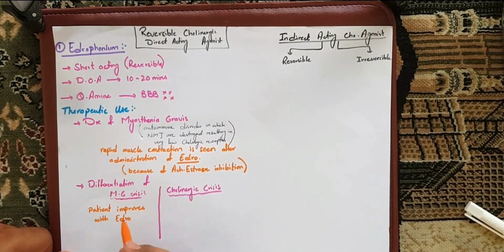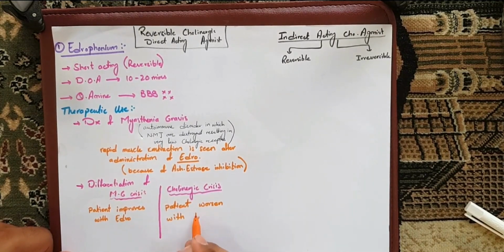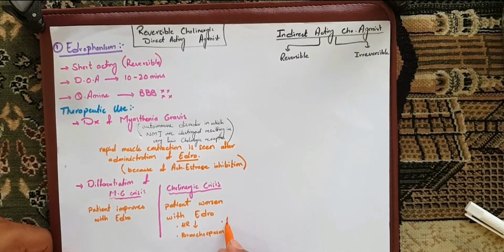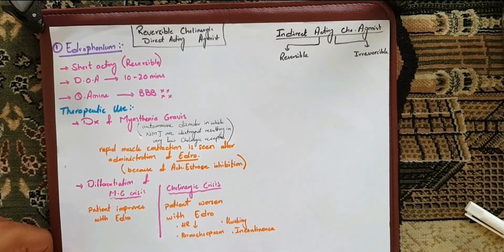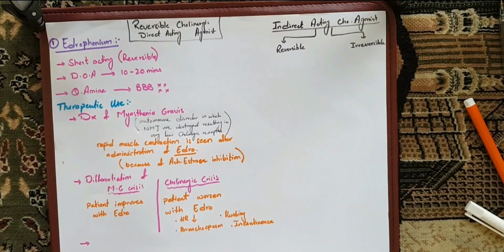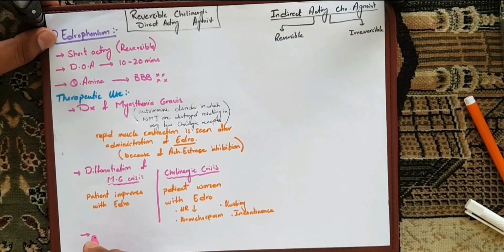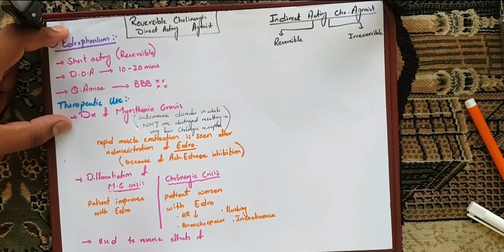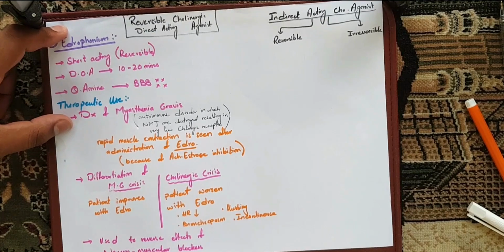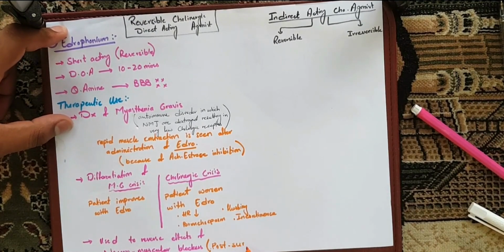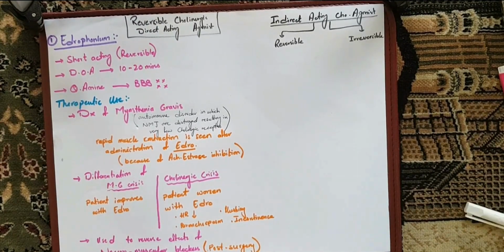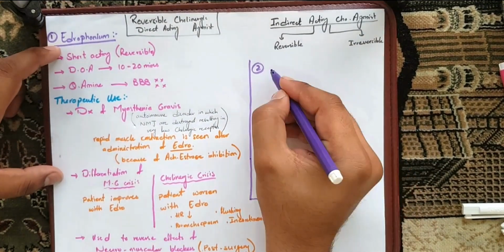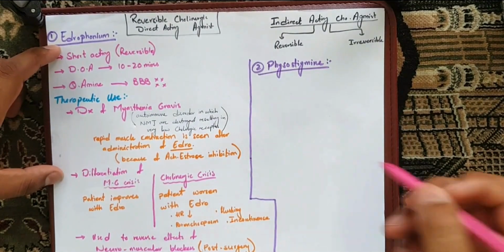As we spoke before, myasthenia gravis will be improved with the administration of edrophonium, while the cholinergic crisis will get worse with the administration of edrophonium because it itself is enhancing the activity of acetylcholine. Third, it could be used to reverse the effects of neuromuscular blockers because it increases the acetylcholine activity and increases the muscle contractility. So this was edrophonium.